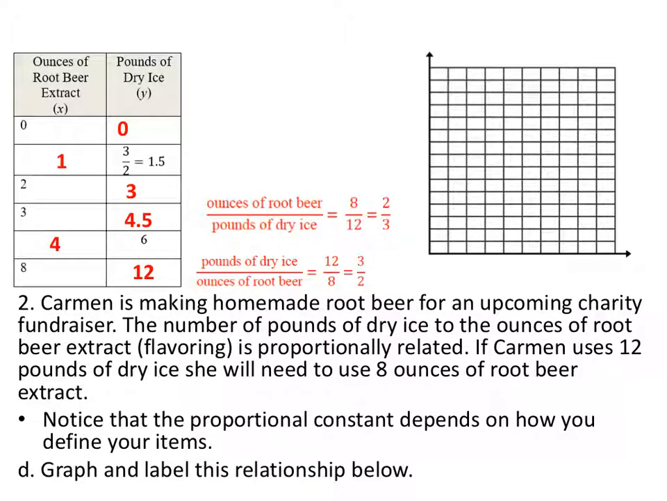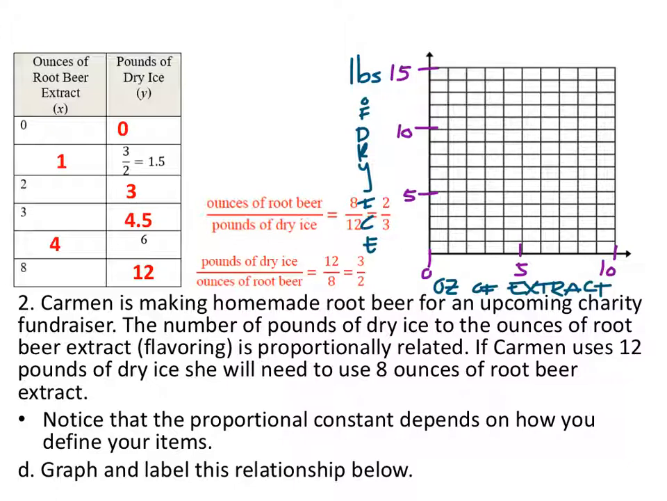Okay, in the table they told us that x is the ounces of root beer extract. So I'm going to label the x-axis as ounces of extract. And they also said that the y value is pounds of dry ice, so I'm going to label that one as well. And from here we'll go ahead and number the scale. So for this one I can make each line go up by 1 again. And yeah, the y-axis starts with 0.